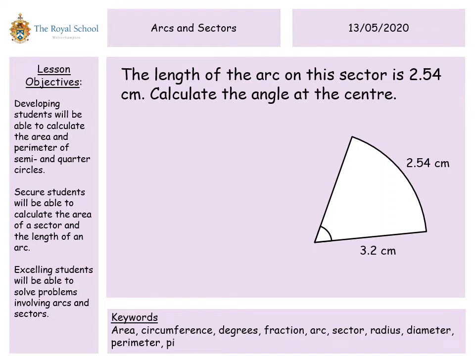So we now need to look at some problem solving involving these arcs and sectors, and this is going to be, to start off with, working in reverse. So we have here the length of the arc on this sector is 2.54. That's something we were looking at in the previous questions. We were calculating the arc length. But calculate the angle at the centre, so we don't have the angle.